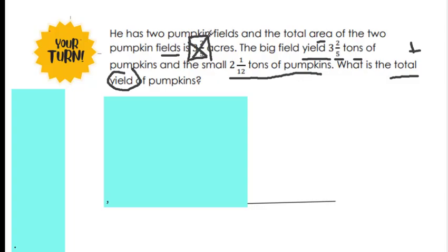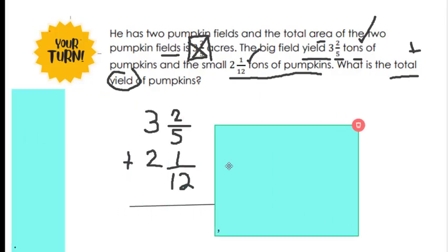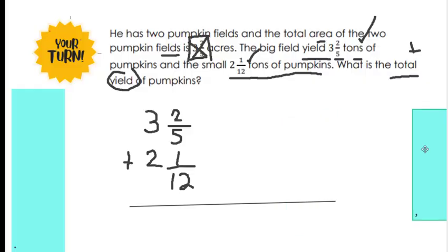Keep going. The big field yields 3 2/5 tons. Yeah, I want that. That's what was the yield. The yield means how many pumpkins did he get out of the field. The small field yielded 2 and 1/12 tons of pumpkins. So, yep, I need that number as well. So what I'm going to do is uncover my math problem. I'm going to add because I want to know the total yield.